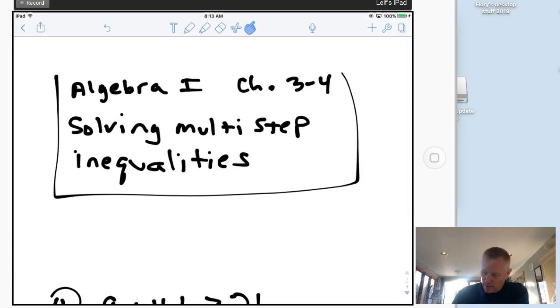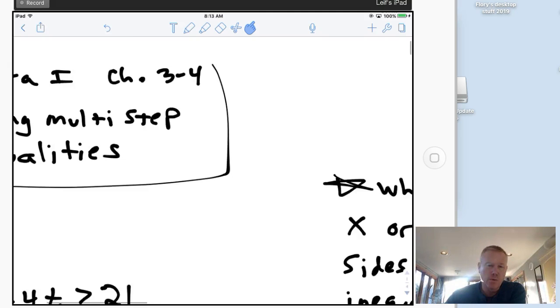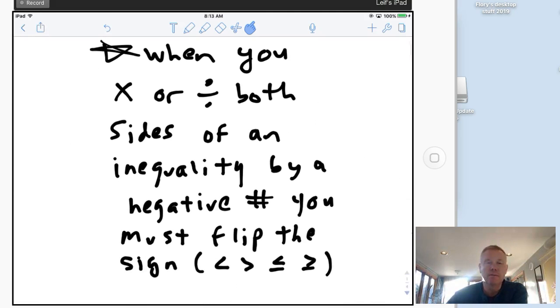Okay, hi there. Today, for Algebra 1, I'm going to be covering Chapter 3-4 on solving multi-step inequalities. So again, every time I teach a lesson on inequalities, I need to post this. When you multiply or divide both sides of an inequality by a negative number, you must flip the sign, whether it's greater than, less than, greater than or equal to, or less than or equal to, any of those.